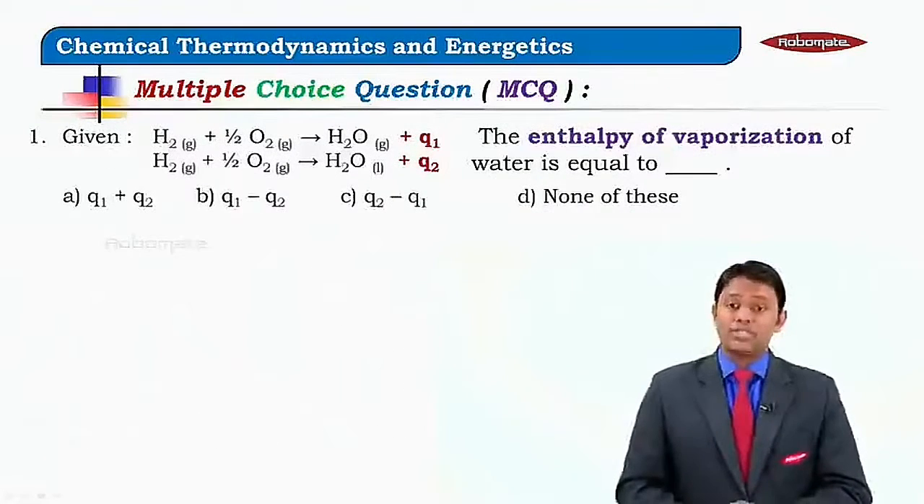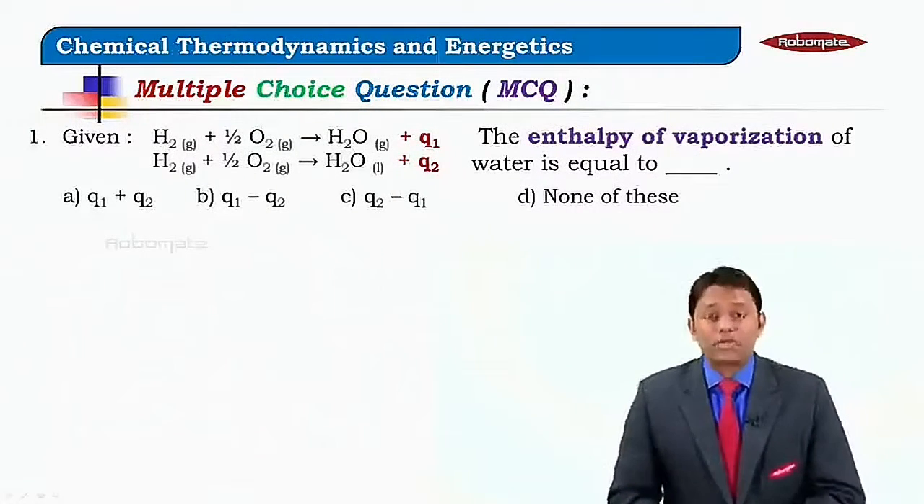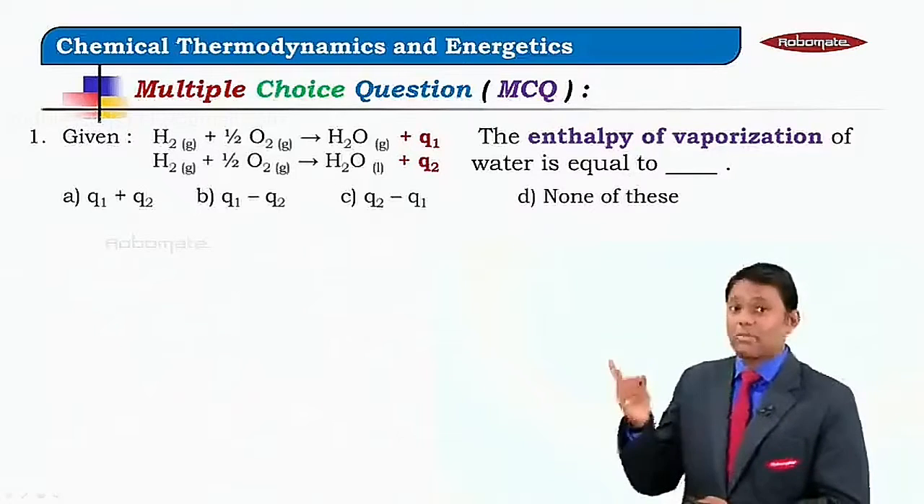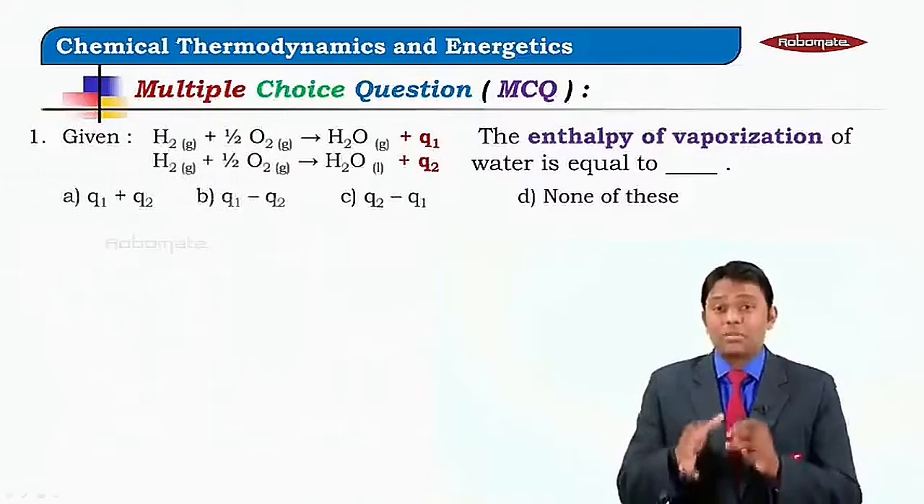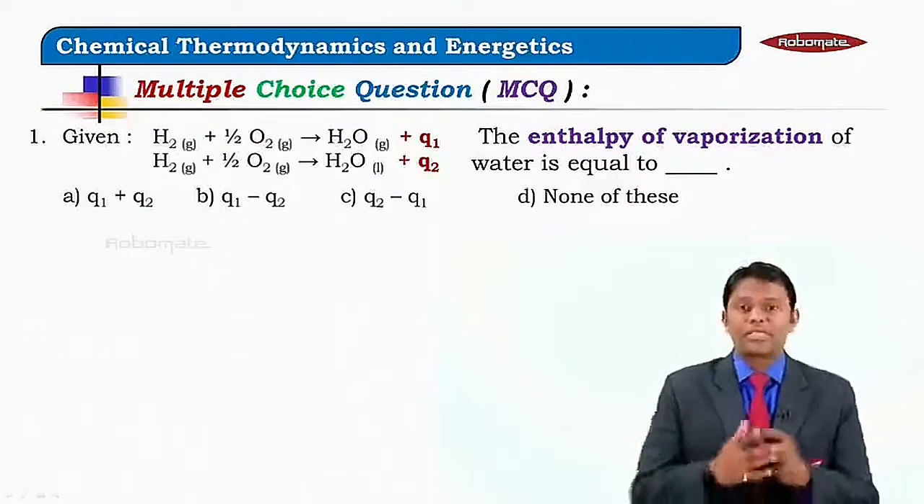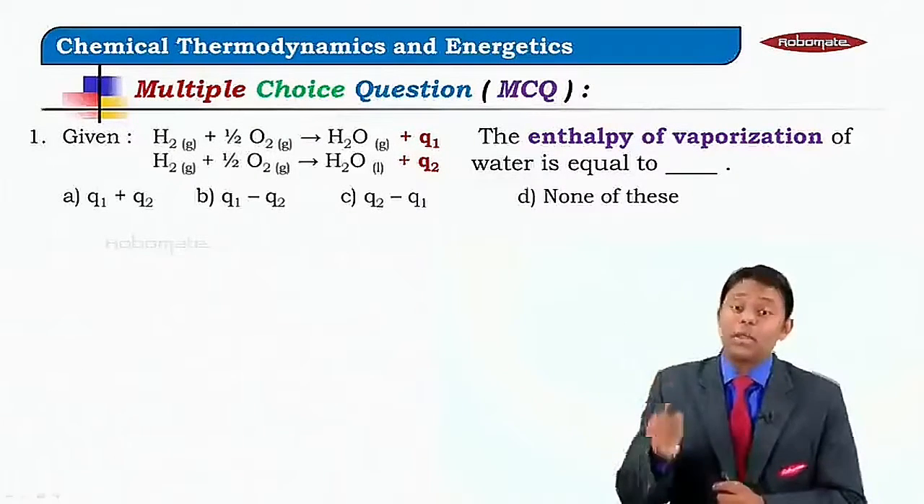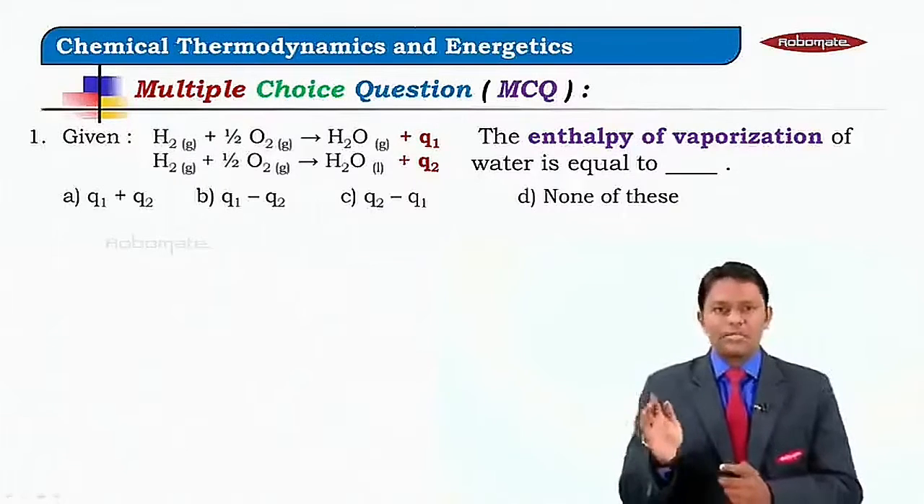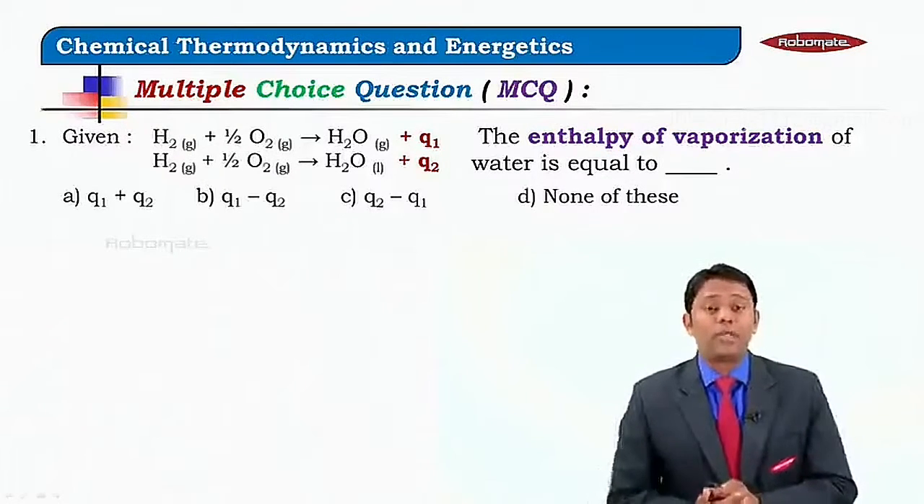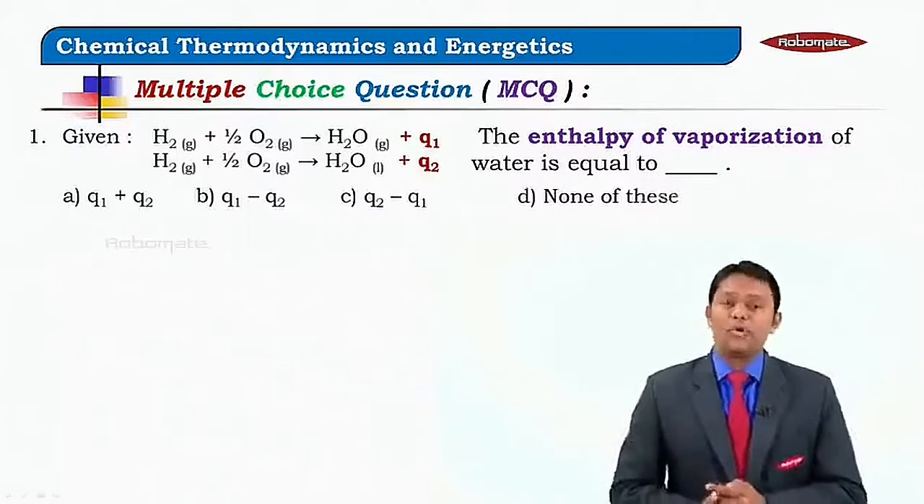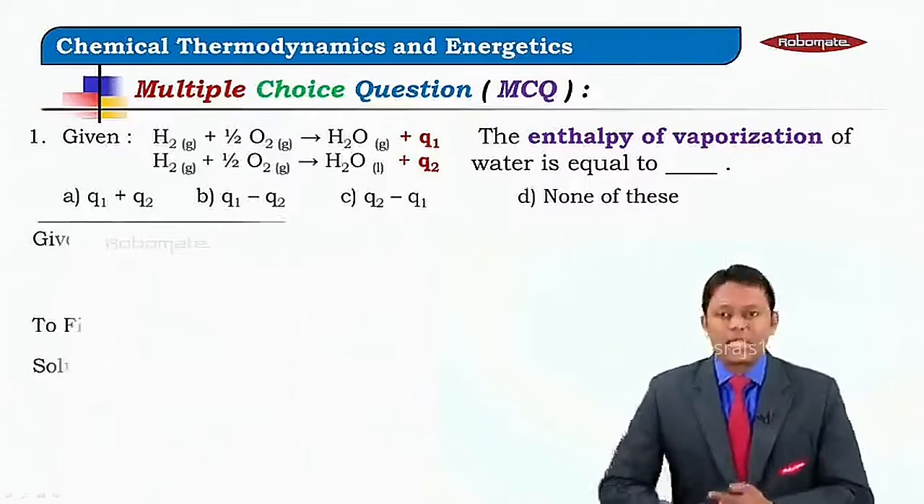The first question says, hydrogen plus half oxygen is giving you H2O gas plus Q1. That means that much amount of energy is released on the product side. Similarly, for the second reaction also, H2O liquid plus Q2, that means the amount of energy is released. And what we have been told to calculate is enthalpy of vaporization. So let's start the sum.